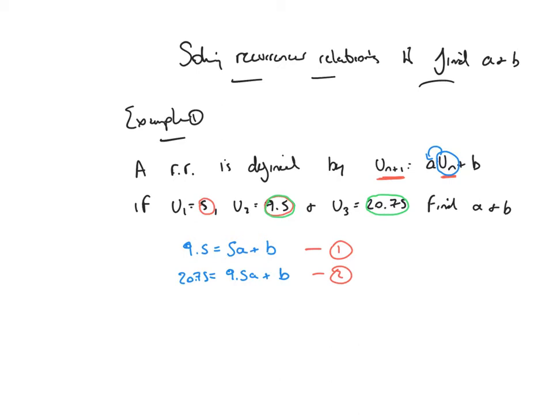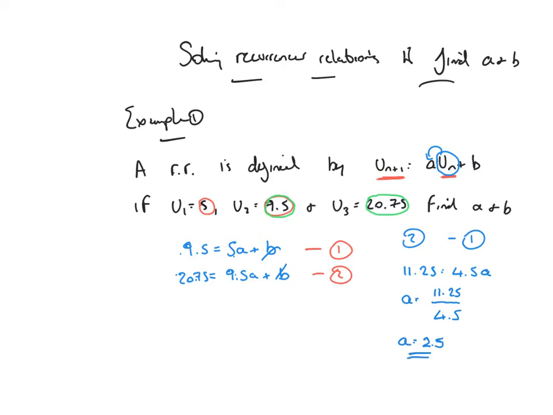So dead easy to eliminate B here. We're going to do equation 2 take away equation 1. So 20.75 take away 9.5 is going to give me 11.25. 9.5a take away 5a is 4.5a, and then b take away b will cancel out. This then gives a equals 11.25 over 4.5, and that will give me for a 2.5.